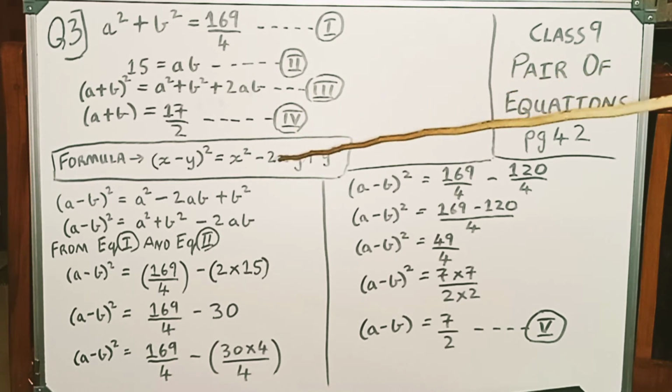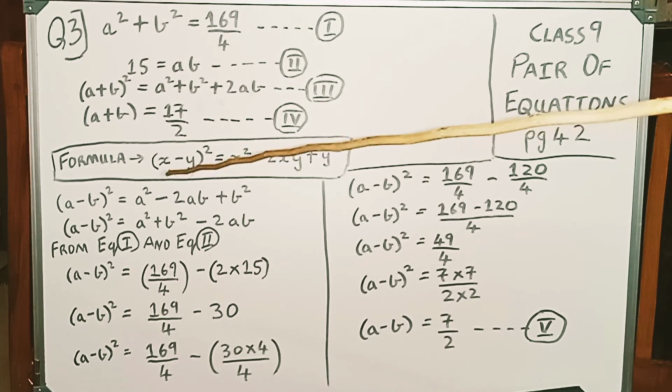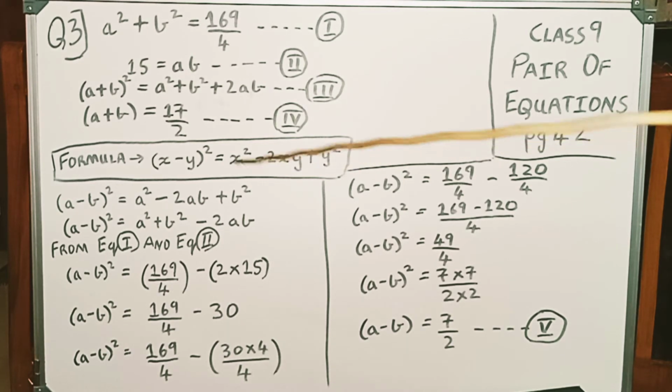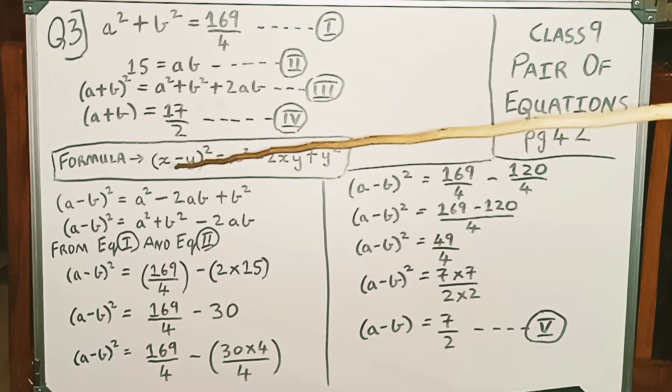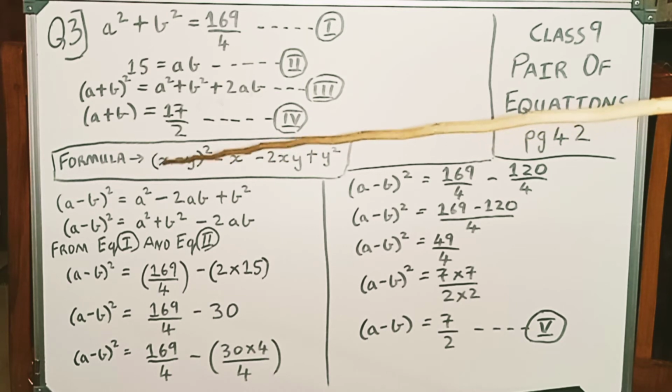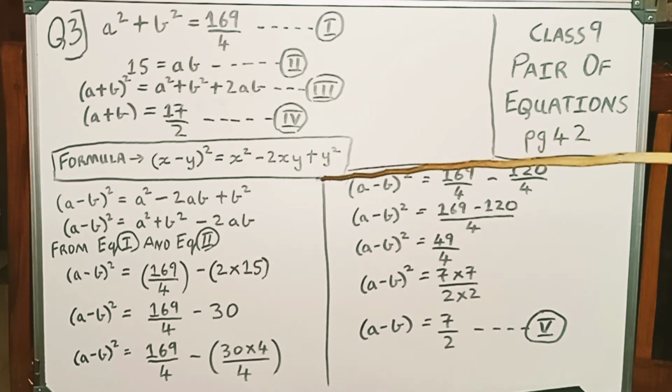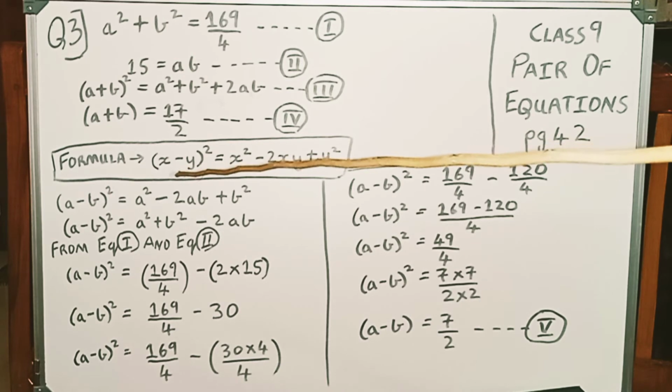Now using another formula, we can see there is a change in sign. Previously we had used a formula where (x plus y) the whole square was x square plus 2xy plus y square. Here there is a small difference. Here there is no plus sign, you should be careful, there is a minus sign. So (x minus y) the whole square is equal to x square minus 2xy plus y square. Be careful of the sign.